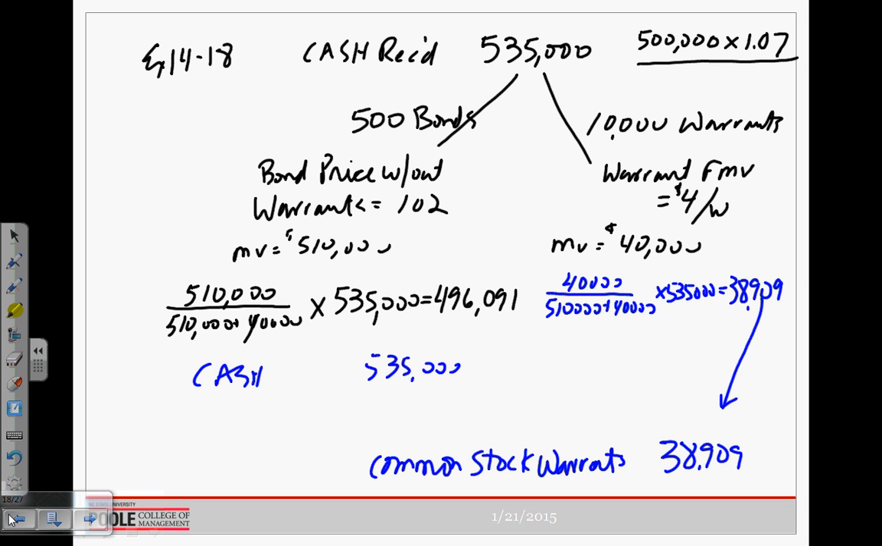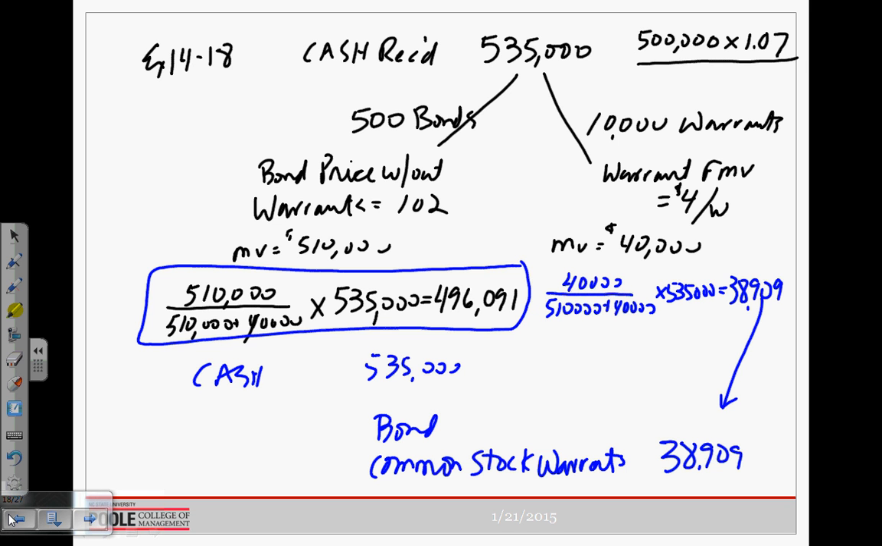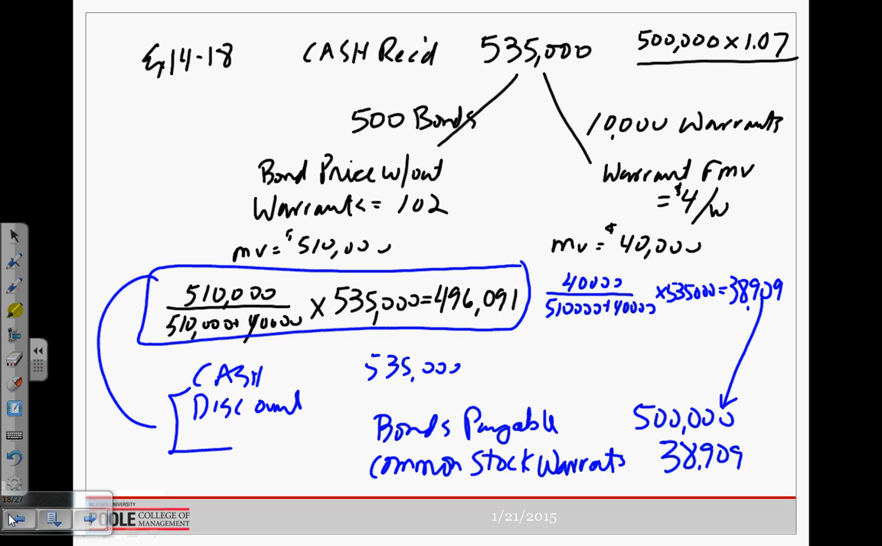Now this is the important part. It seems like the bonds sold at a premium, because I received 535. But when I look at it from a proportional perspective, the bonds actually sold at a discount. So bonds payable 500,000, and discount on bonds payable. We always have to use this to come up with the initial carrying value of those bonds. And so the initial discount is 3,909.